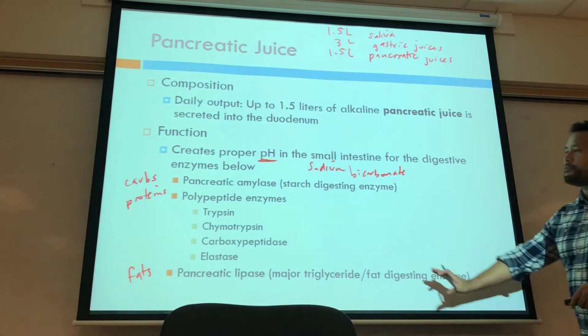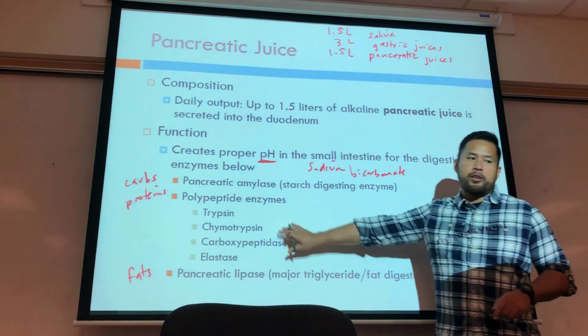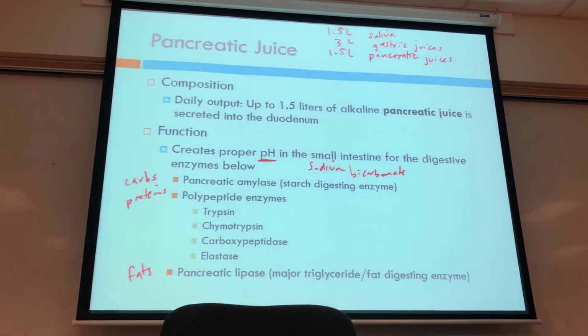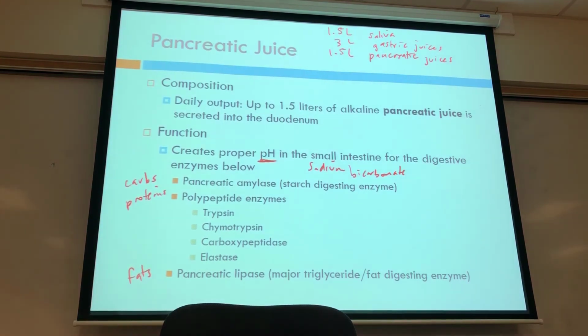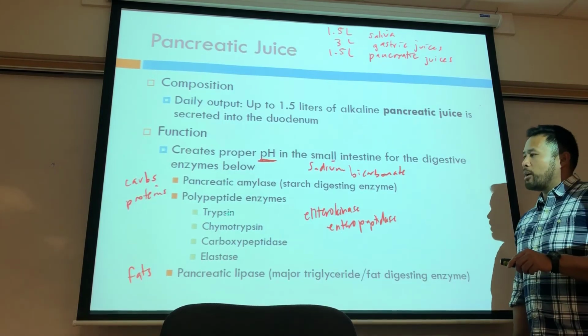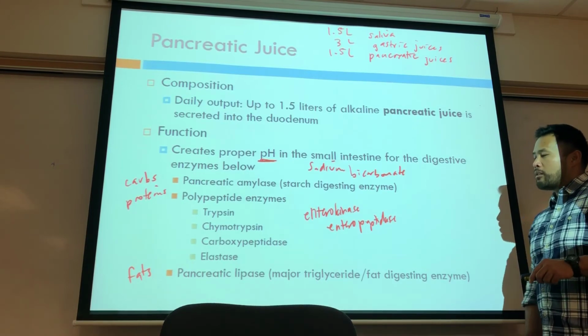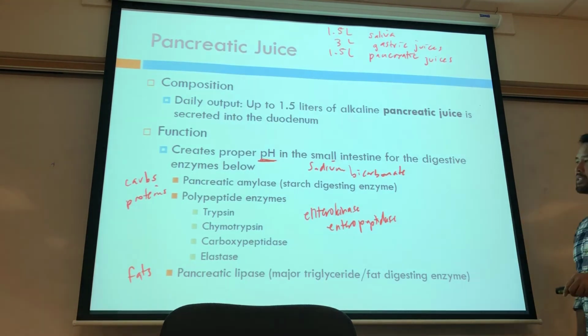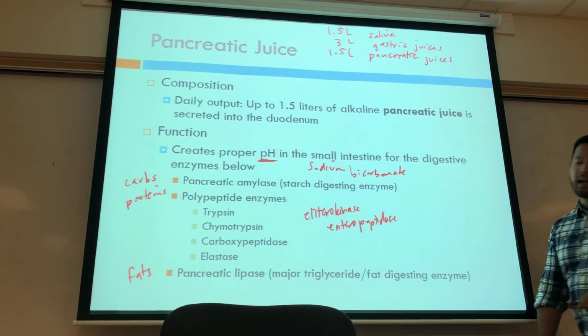Looking at these, you'll see 5 polypeptide enzymes. I know you only see 4 on there, but the 5th one, which I'm not really ever going to ask you, is called enterokinase, also known as enteropeptidase. So there's actually 5 enzymes: trypsin, chymotrypsin, carboxypeptidase, elastase, and then lastly enterokinase.